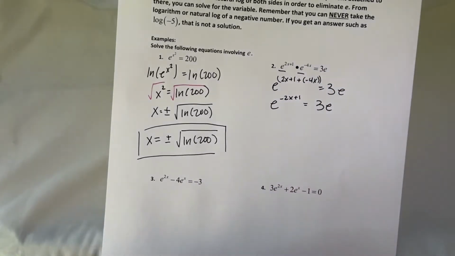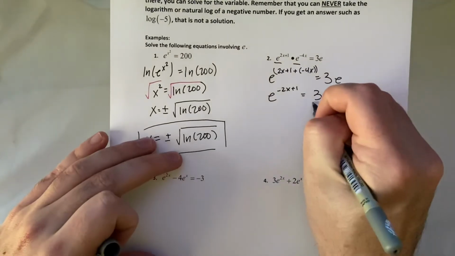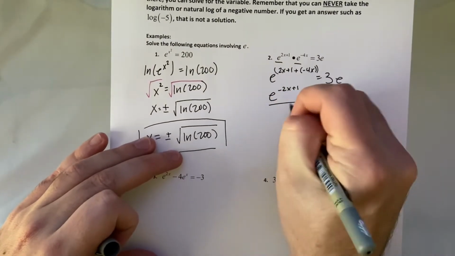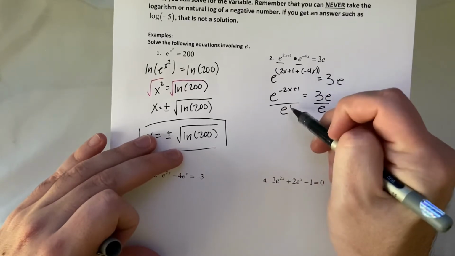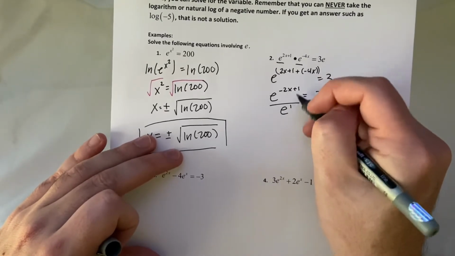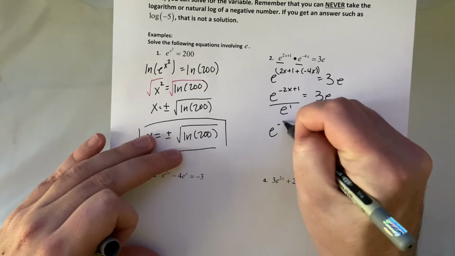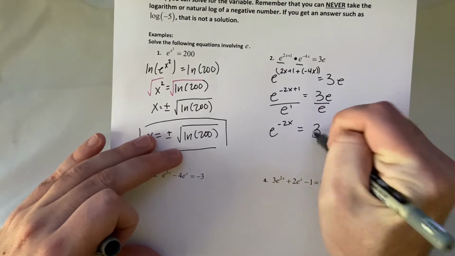Now, technically, all the e's aren't on one side yet. I can divide this by e to move the e over. This is e to the -2x plus 1 divided by e to the 1. We subtract, and the 1's will cancel. So this is e to the -2x equals 3.